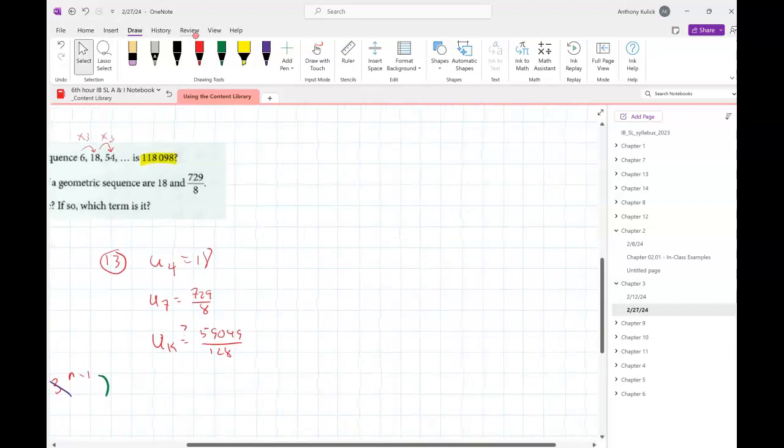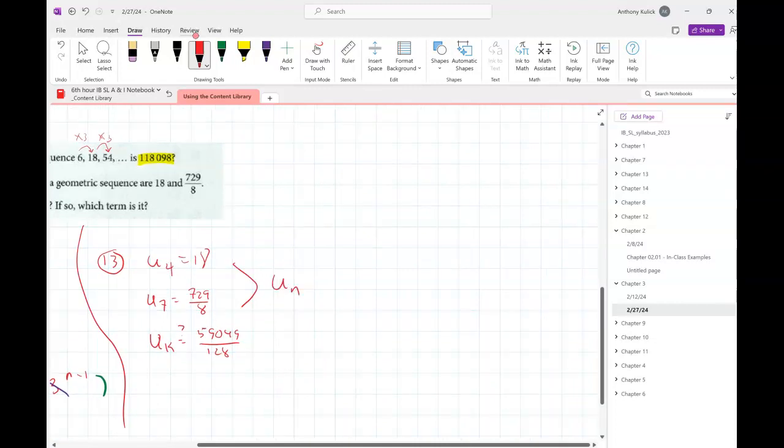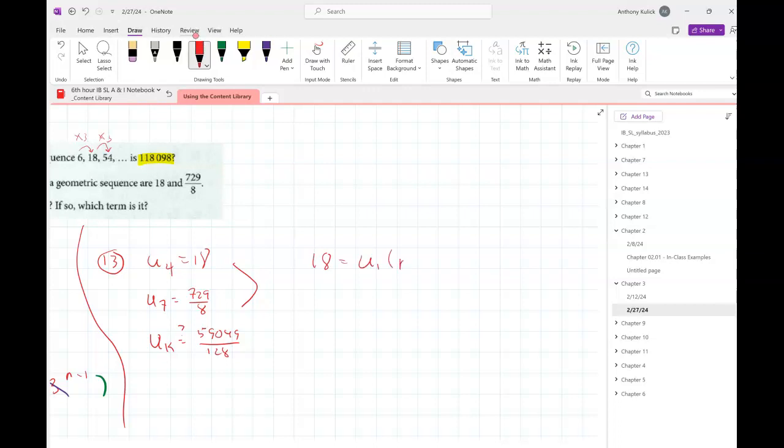The way that I'm going to approach this is I'm going to take these two together to create a u sub n. Okay, with that plan? So I know that my u sub 4 is 18. Everybody's okay with that? If I plug in 18 for u sub n and 4 for n, I have an equation with two variables, u1 and r. And I can do the same thing with my other term, and that's going to create a system of two equations.